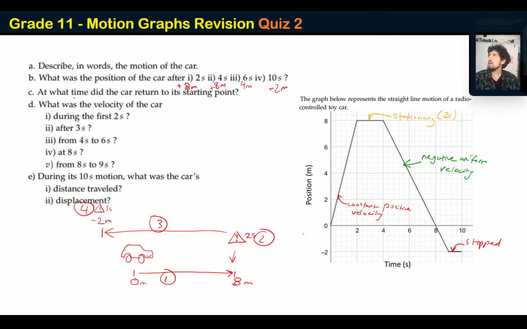Okay. At what time did the car return to its starting point? So the starting point is this one here, right? That's the starting point. So when did it get back to this point, 0? On the way back, it got back to 0 right here. So it's 8 seconds, right? So at 8 seconds... I've got to figure this out. Sorry about that.